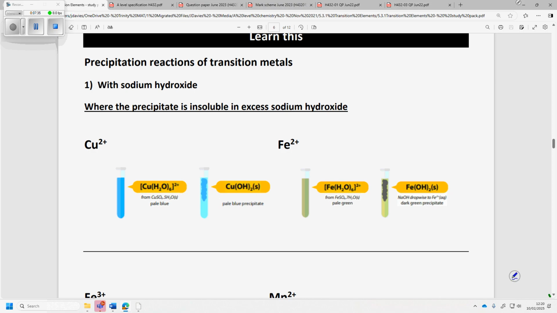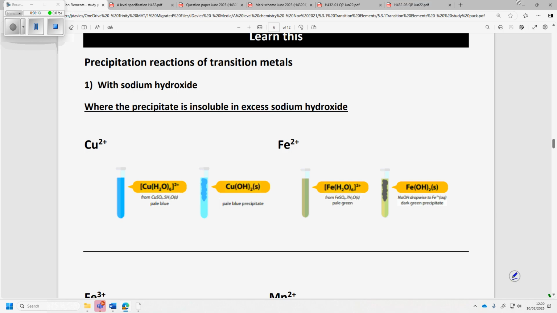Reactions and colours. The first types of reaction that the transition elements do are the simplest. If we take some sodium hydroxide solution and add it to different transition element solutions, we will form precipitates. We need to know the formula of the aqueous ion, we need to know the formula of the precipitate, and we need to be able to write ionic equations for the formations of those precipitates.